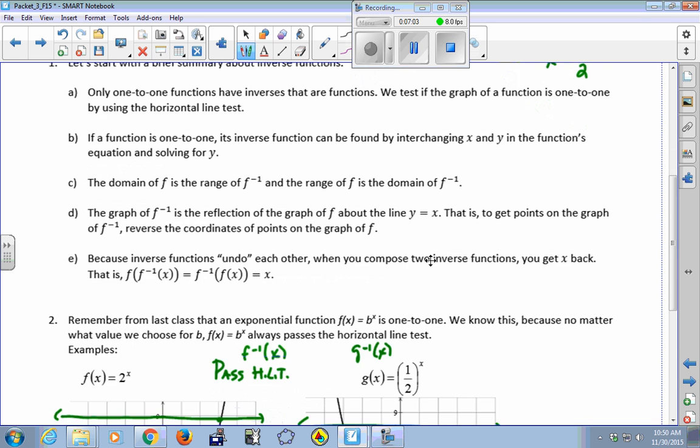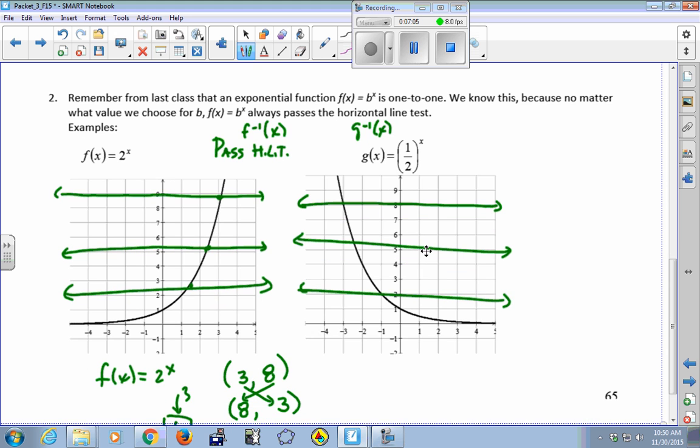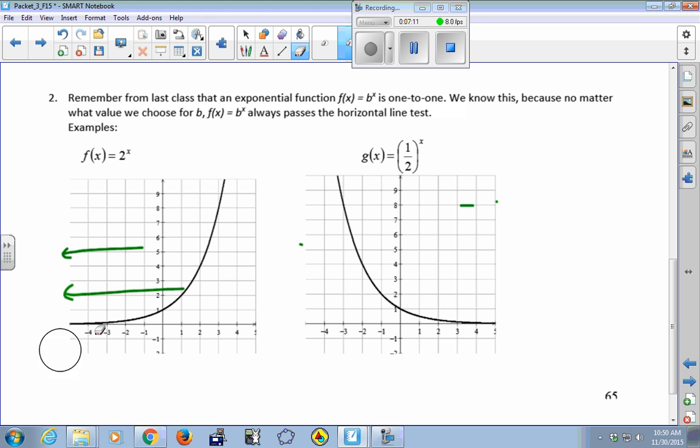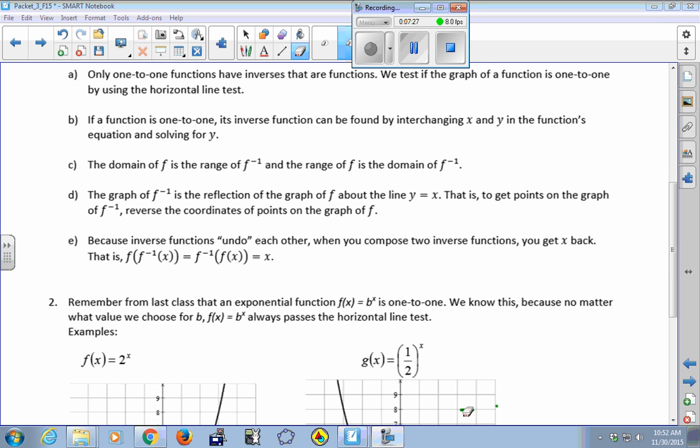So we learned that you can swap the domain and range around with inverses. So let's take a little quick review. What's the domain of this function and what's the range? Domain of f, range of f. D, please.